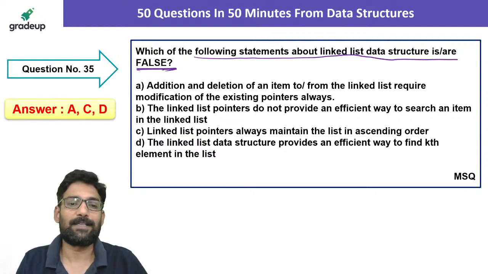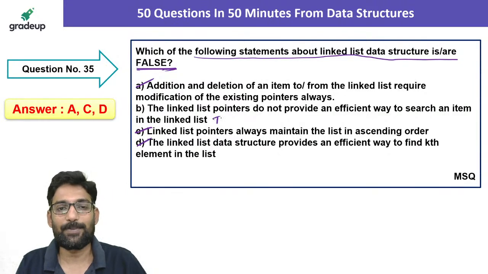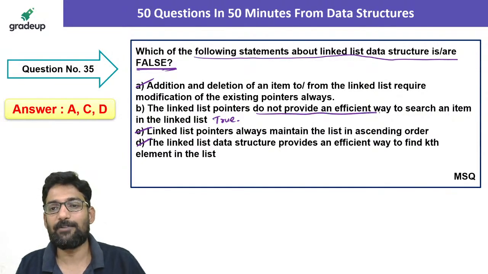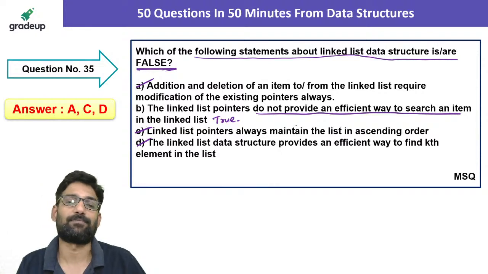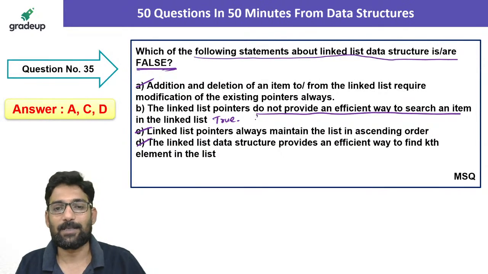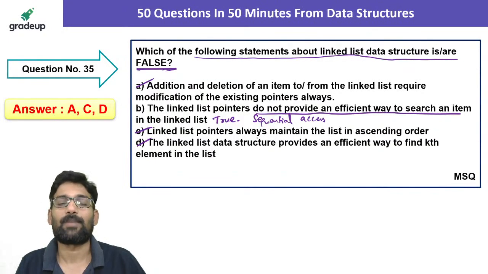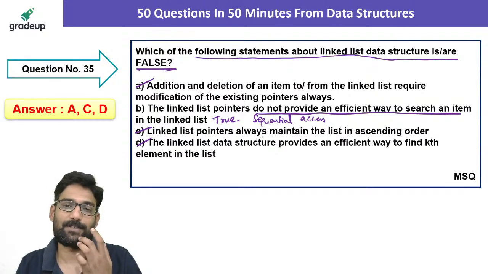The right answer is A, C, D. Means A, C, D are false. Only option B is true. They do not provide an efficient way to search an item because it supports only sequential access, and all the others are false.